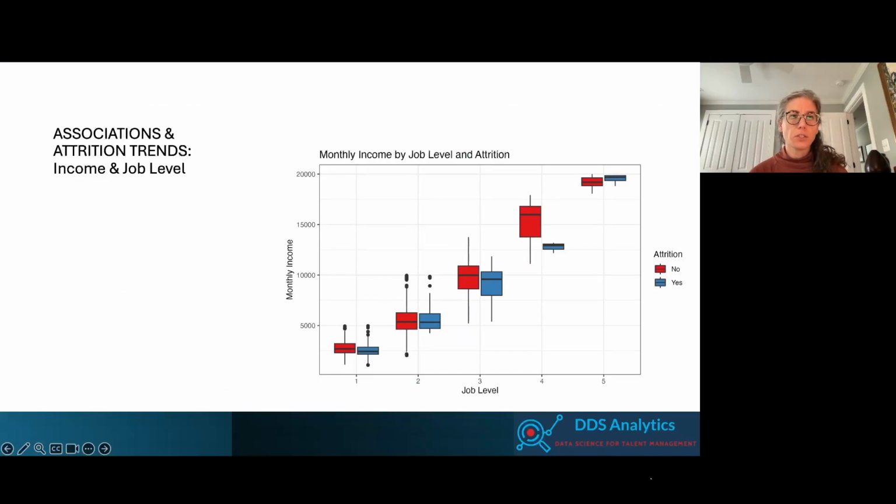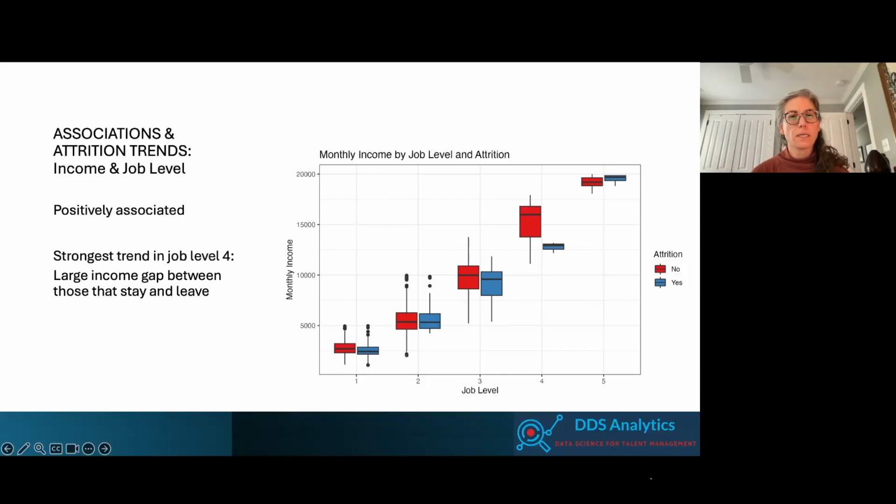This plot illustrates the positive relationship between job level and monthly income. It reveals a large income gap between the employees that stay and those that go, specifically in job level 4. And also in job levels 1 and 3, it shows a small trend of attrition with lower median incomes.